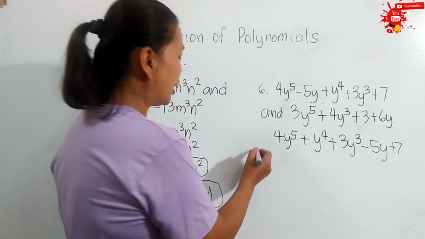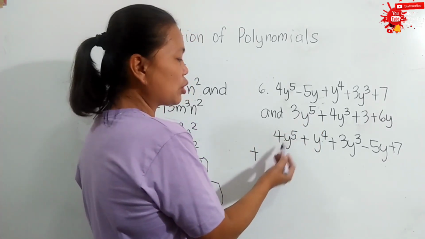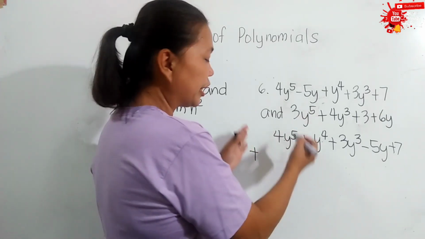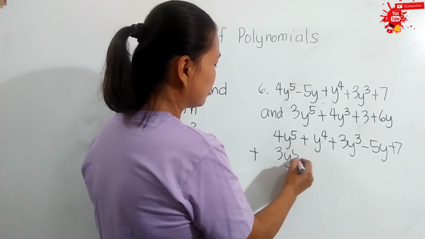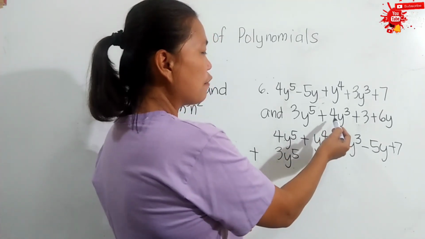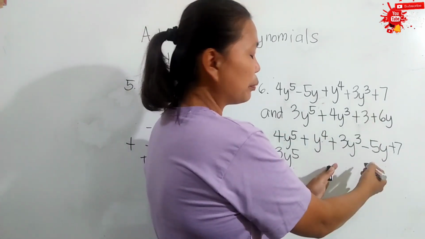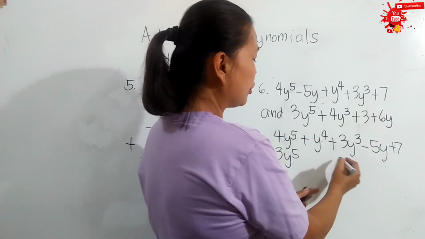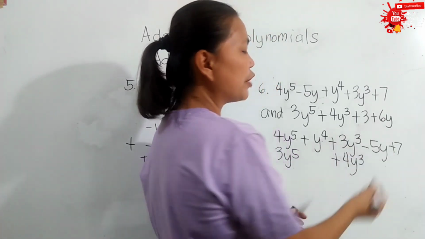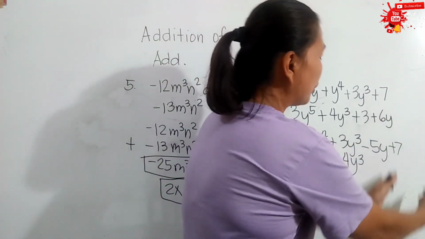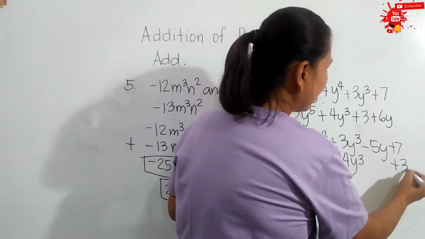the first polynomial. So 3y to the fifth is the same as 4y to the fifth. So we write it, align it vertically below 4y to the fifth, because they are similar terms. And then we have here 4y cubed. So it is similar with 3y cubed. So we align it vertically below 3y cubed. So positive 4y cubed. Then we have here positive 3. So we align it with positive 7. They are both constants. So we have here positive 3.